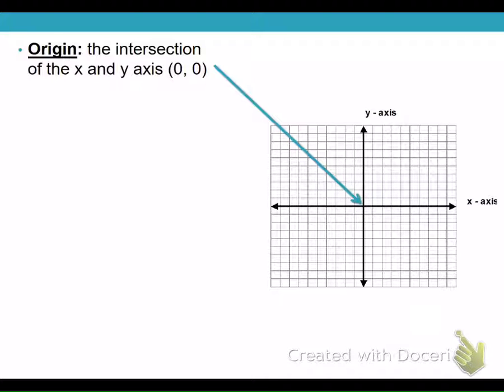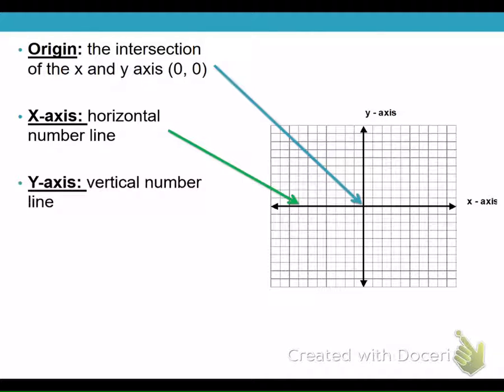So you have in your notes the word origin where you can write the definition, and then you can label it right on the graph, okay? The x-axis is the one that goes horizontal. So it's basically a number line here, so you can count 1, 2, 3. You can also go -1, -2, -3. It's basically just a number line that's going side to side. You also have the y-axis, which is a number line that goes up and down. And the up part is the positive. So 1, 2, 3, and then the down is the negative. -1, -2, -3.